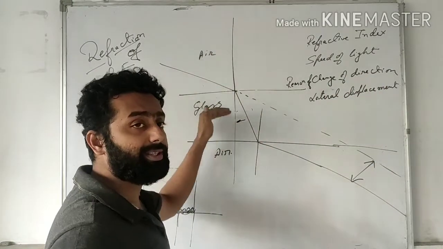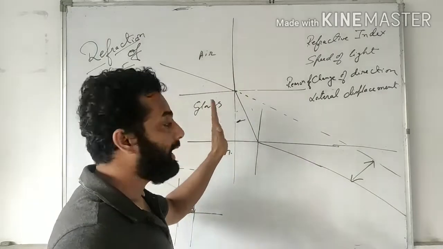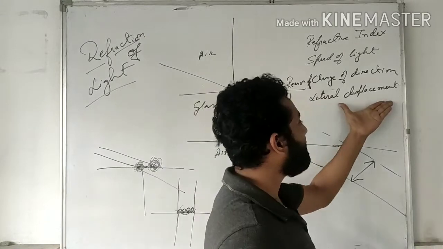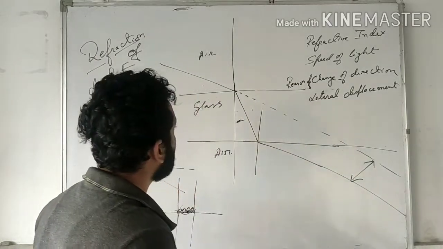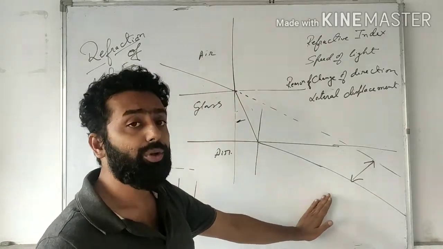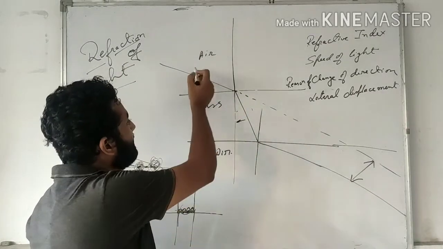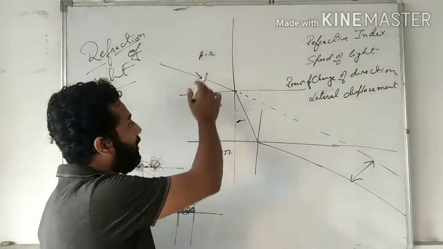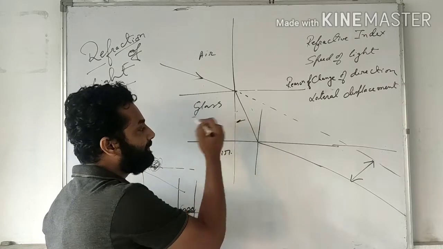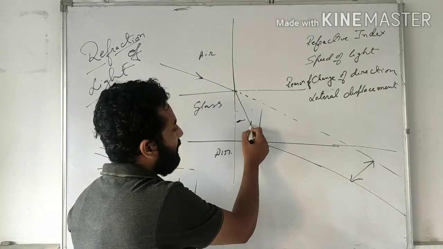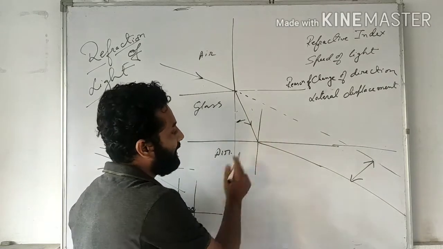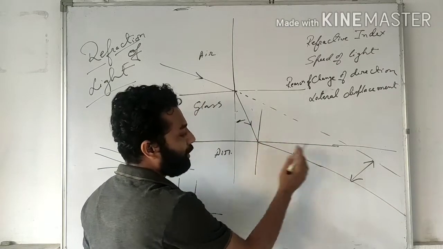Moving from rarer to denser, it moves towards the normal, and from denser to rarer, it moves away from the normal. Regarding lateral displacement, let us consider a ray of light coming from air to glass and then again moving out to air. What will happen? When it is initially coming from air or rarer medium to glass, that is denser medium, it will bend towards the normal. And again, when this ray of light is going out from the glass to the air, what will happen? It will bend away from the normal.